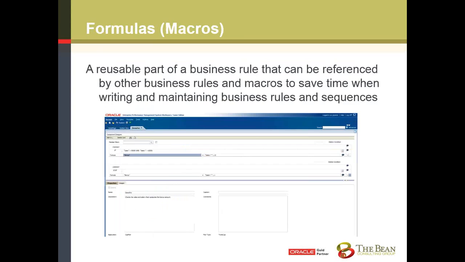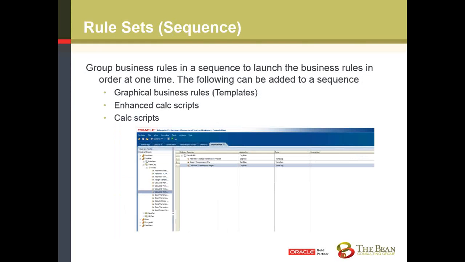And one thing I will point out too, formulas are akin to macros on the EAS side. I'm not going to show the EAS side of these, but formulas are kind of akin to what macros were in EAS when business rules were in EAS. And rule sets are akin to sequences, back in the old EAS days. I guess it wasn't that long ago. And again, here's what sequences look like in Calc Manager and how you can put them in order and that sort of thing.